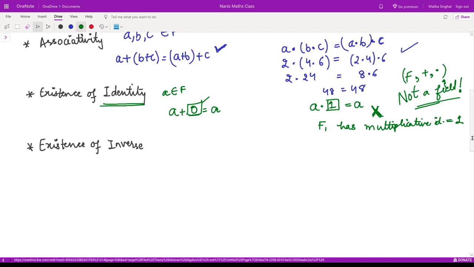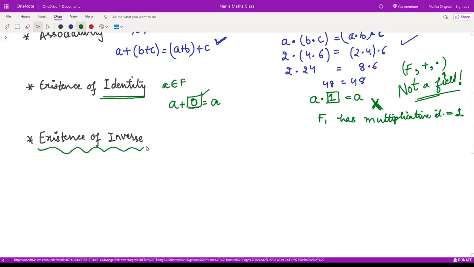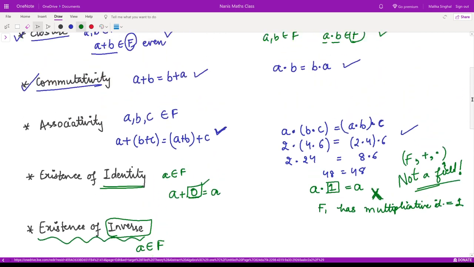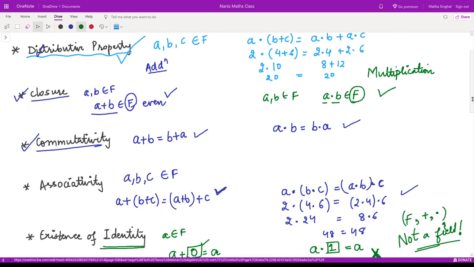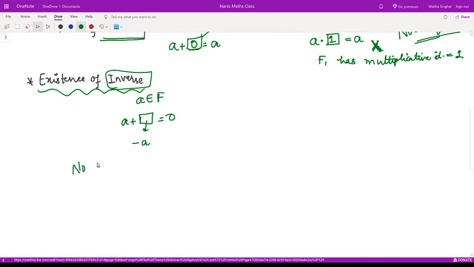So let us check now the last property, that is, are there any numbers which are inverse to the given numbers in the set. So if I take A belongs to the set F, so for additive inverse I should have some number here so that I obtain 0. So this number should be minus A. That means for every number in the set, I should have a negative of these numbers. So for 2 I should have minus 2, for 4 I should have minus 4, but these are not present in the set. So this property is not satisfied. So I can say that there are no inverses presently.